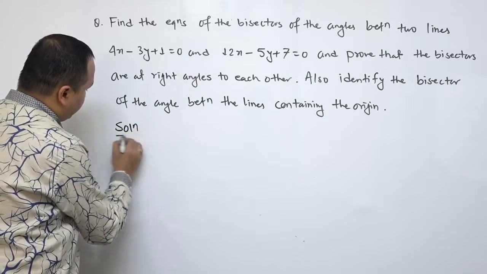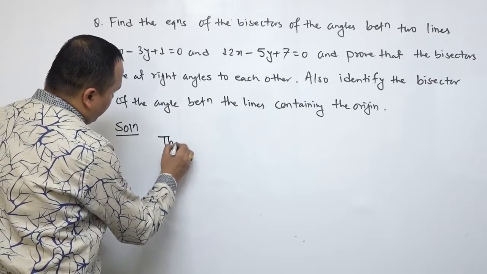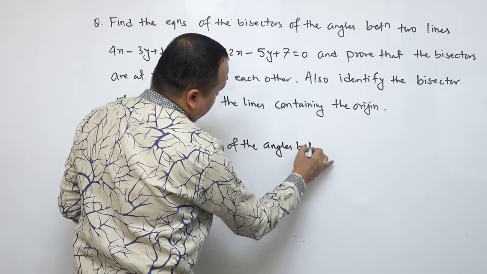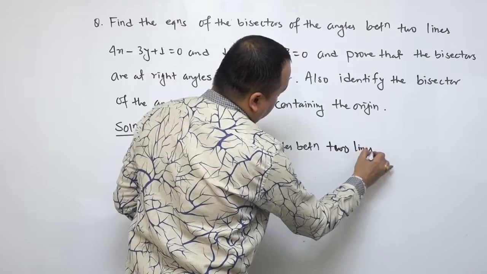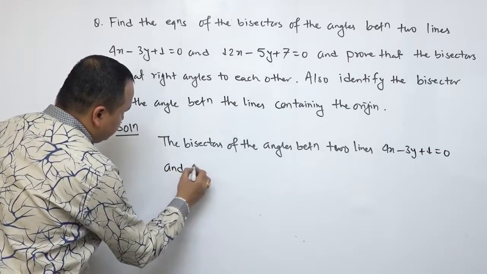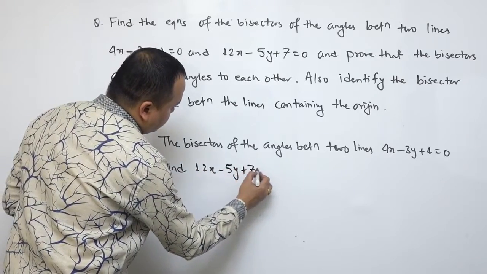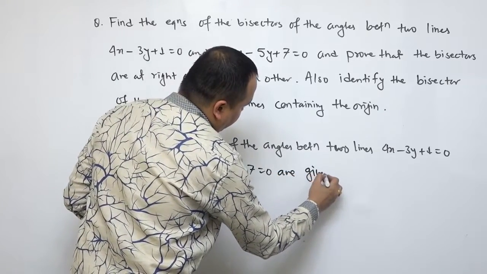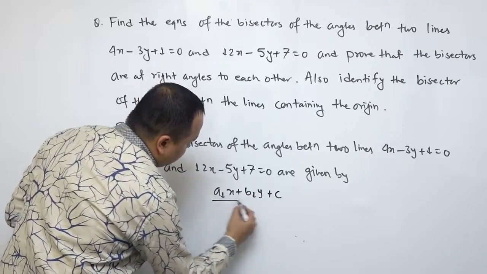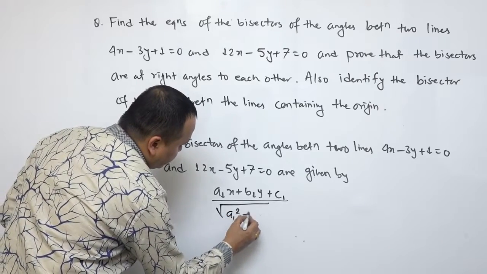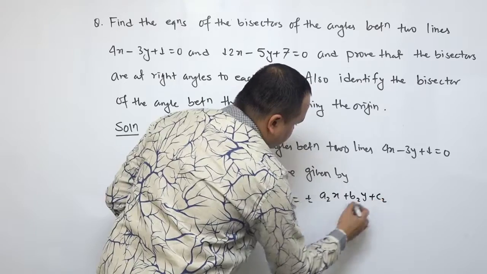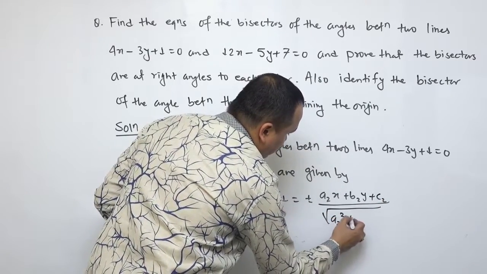Solution: the bisectors of the angles between two lines 4x - 3y + 1 = 0 and 12x - 5y + 7 = 0 are given by (a1x + b1y + c1)/√(a1² + b1²) = ±(a2x + b2y + c2)/√(a2² + b2²).